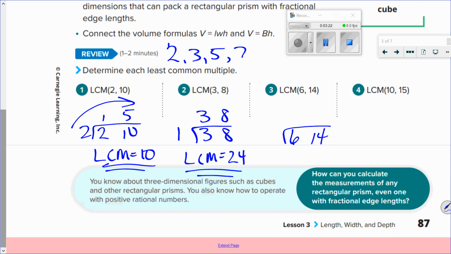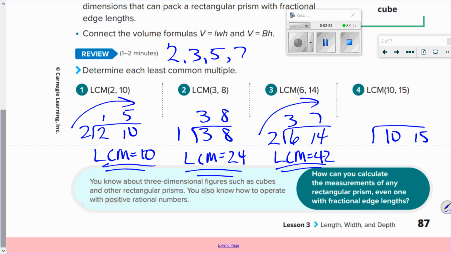Guys, 6 and 14, I can do 2. That gives me a 3 and 7. I'm done there. 6 times 7 is 42. And our last one, 10 and 15, takes use of a new key number, 5. It gives us a 2 and a 3, which are my key numbers, so I'm done. 10 times 3 gives me 30. Literally should take you about that long, guys. These are not difficult.